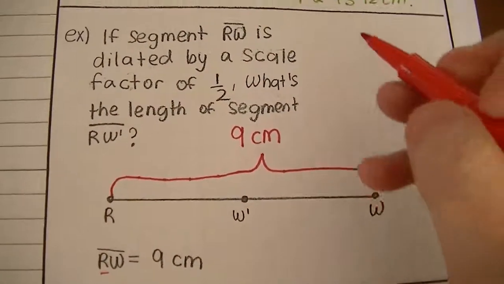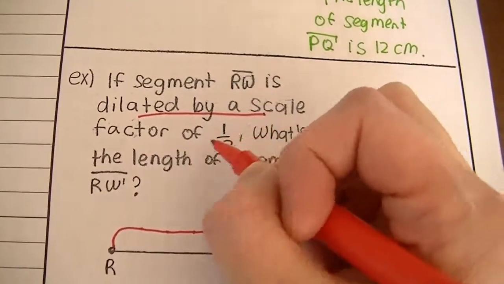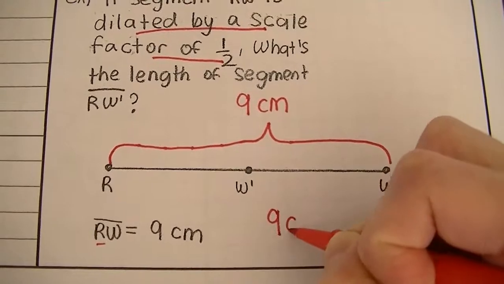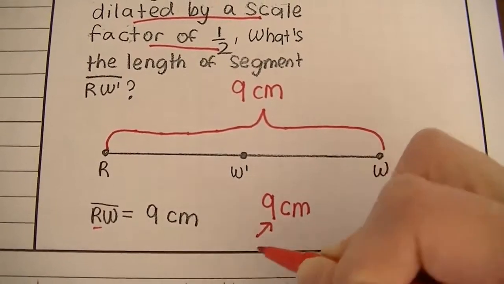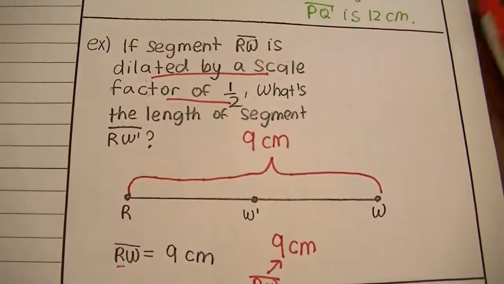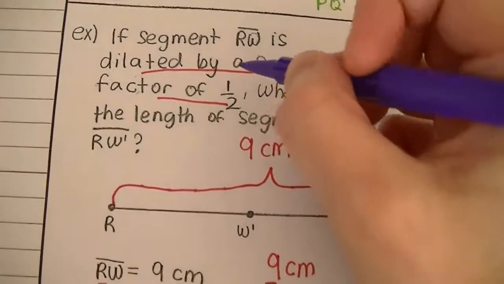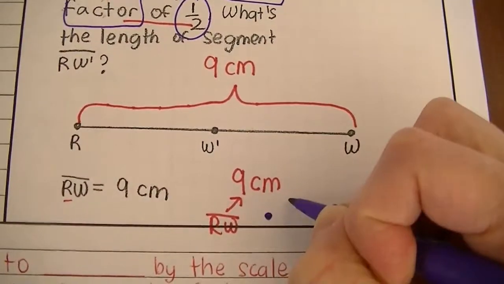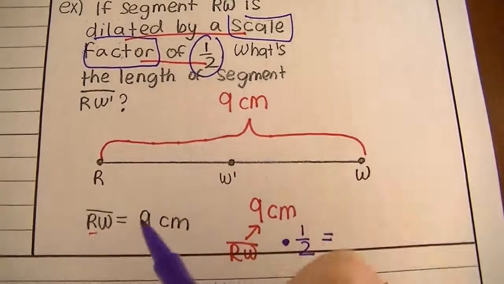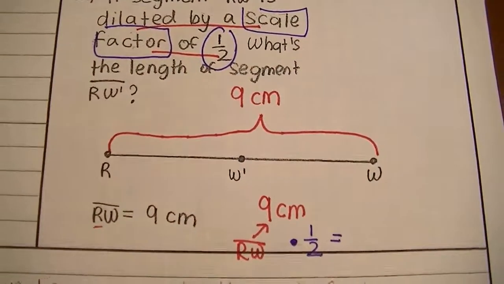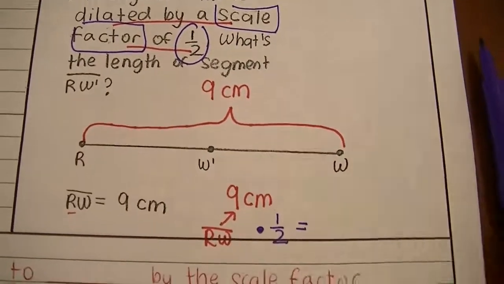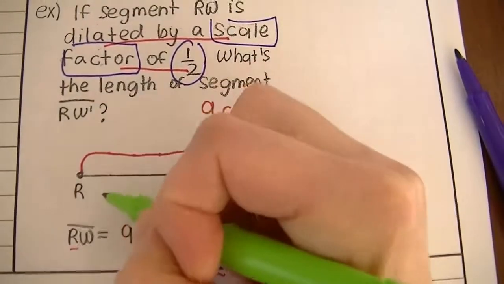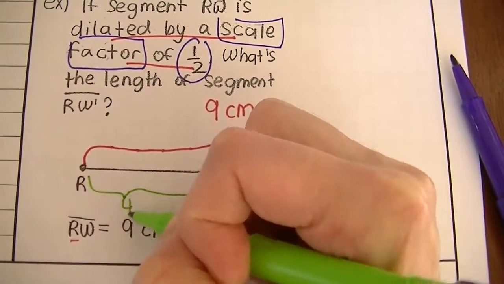Okay. And we've got a scale factor. It's dilated by a scale factor of 1/2. So we're going to take that 9 centimeters, our original. That right there is segment RW. And you always are going to multiply by the scale factor. And our scale factor is 1/2. So we're going to multiply by the scale factor to get our new length of the segment RW prime. Okay? So 9 multiplied by 1/2 will give you 4 1/2. Okay? So the length from here to here is 4 1/2 centimeters.